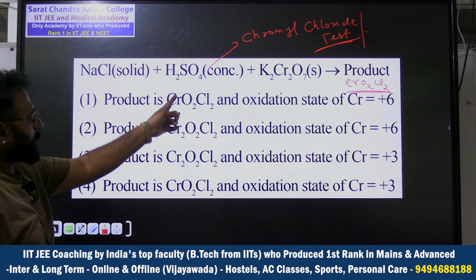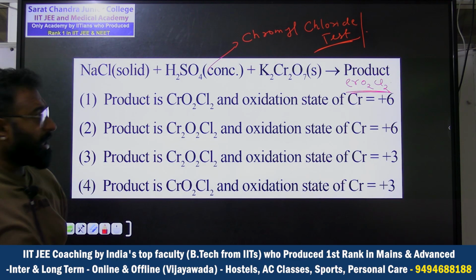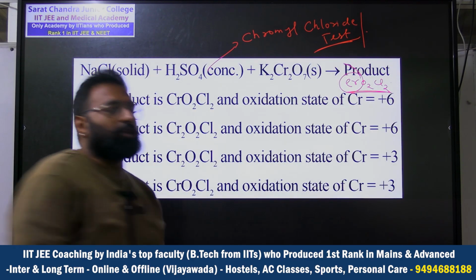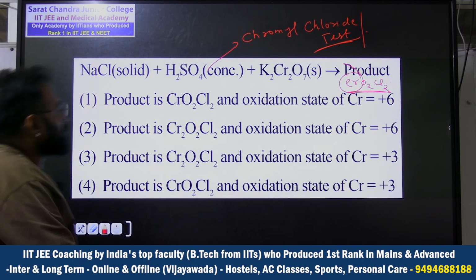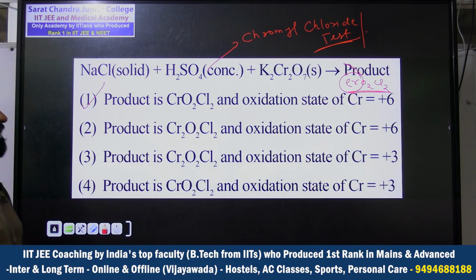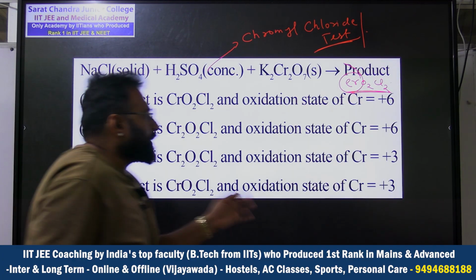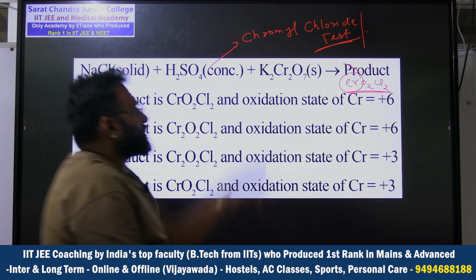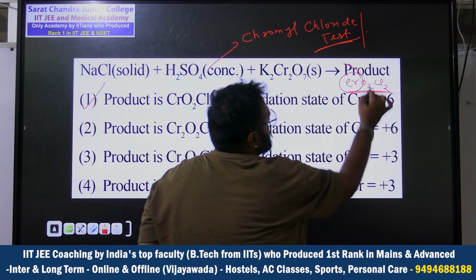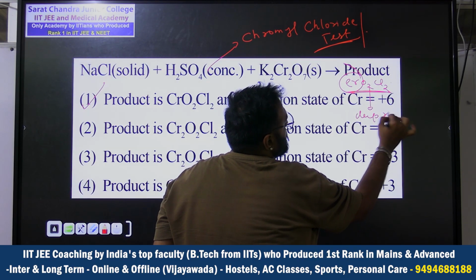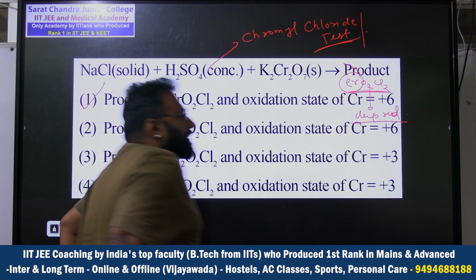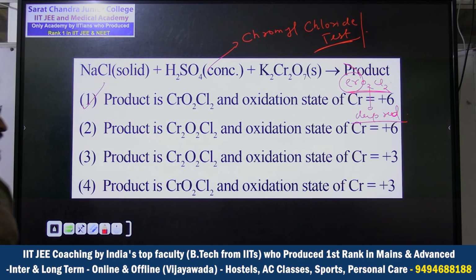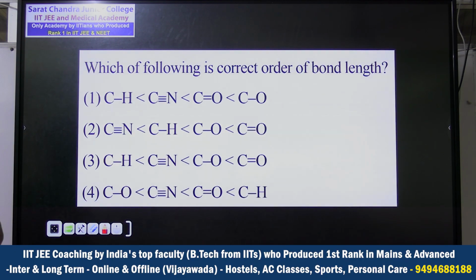So which option is correct? Option number 1 and 4 can be correct. Now, what is the oxidation number of chromium in CrO2Cl2? It is always +6. The first option is correct. The product is CrO2Cl2 and oxidation state of chromium is +6. What is the color of this product? Deep red color. Very important from your NCERT textbook. Very important line.